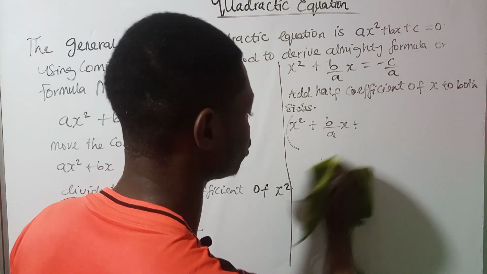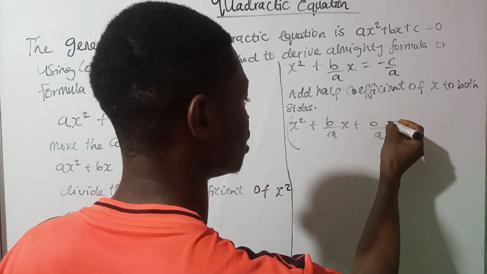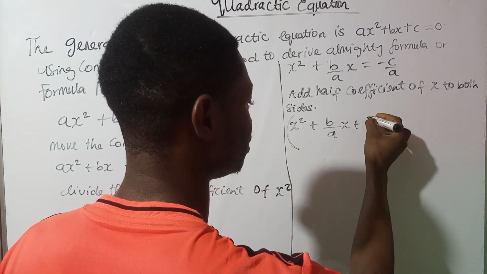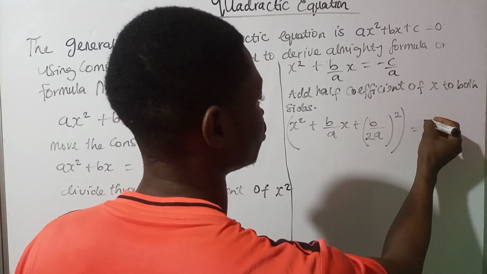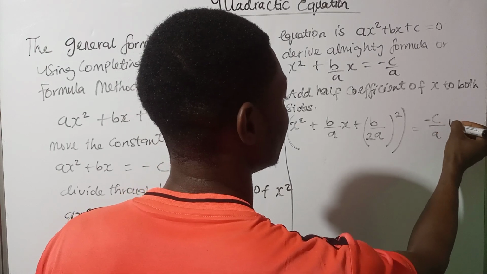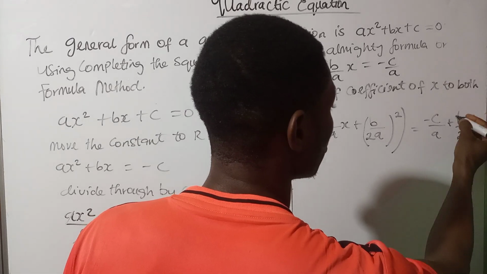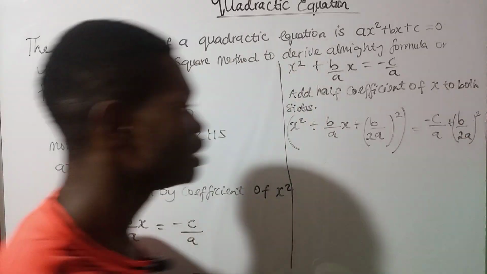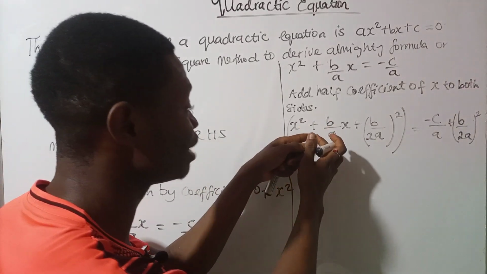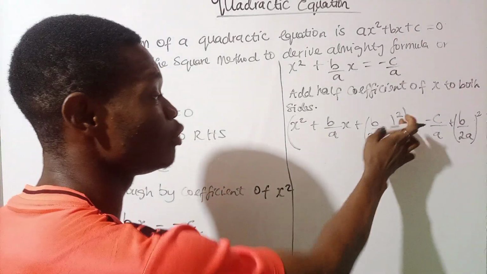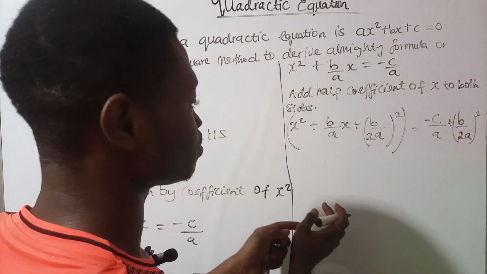So we are going to input (b over 2a) all squared equals minus c over a plus (b over 2a) all squared. Now the reason why we are putting this square is because sometimes we may come across minus in this place, so that this square will deal with the minus sign. So we are going to factorize here.